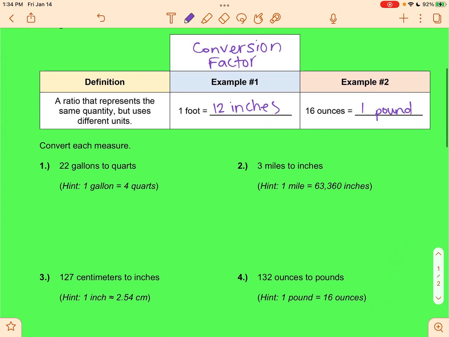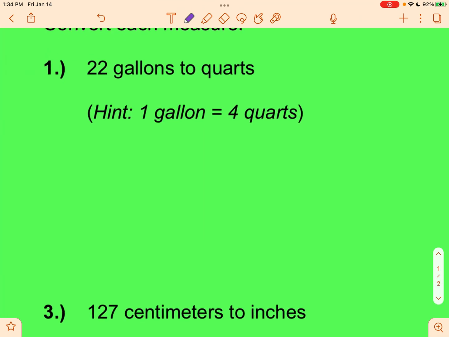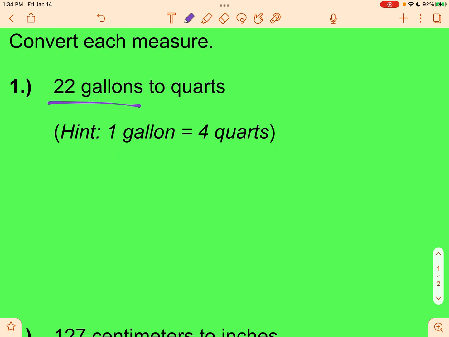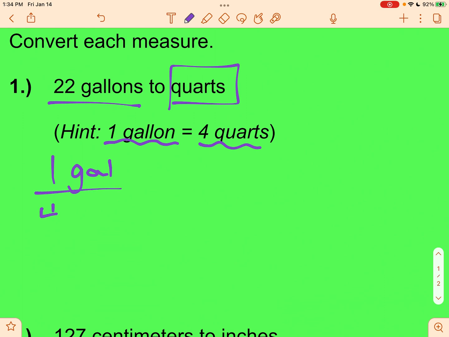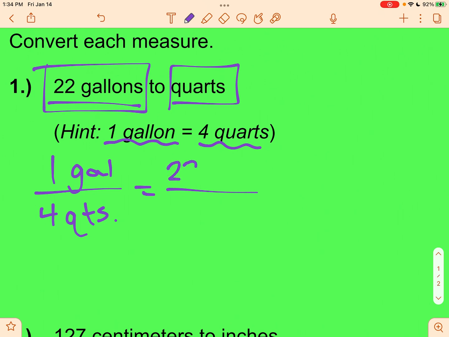Okay, so now let's practice. Number 1, we have 22 gallons and we want to convert it to quarts. They tell us that there's 1 gallon in 4 quarts. So that's your first ratio: 1 gallon over 4 quarts. Now we want to figure out how many quarts are in 22 gallons. So this 22 gallons needs to go on the top because that's where our gallons go in the other ratio, and then x goes on the bottom.